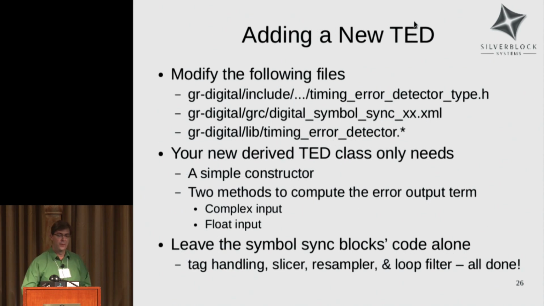Okay, so on the development side, now it's easier to experiment with a new timing error detector. The recipe is, here are the files in the tree that you need to modify. Your new derived TED class only needs a simple constructor and 2 methods to compute the error output term: 1 method for complex input, 1 method for float input. And then, if you don't need any new additional exotic inputs, you can leave the symbol sync block's code alone. The tag handling, the slicer, the resampler, the loop filter, it's all done. You don't have to touch it. You don't have to introduce bugs there.